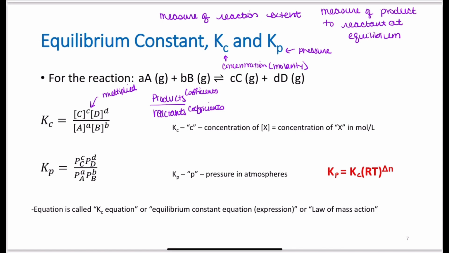You may also see this written as Keq, depending on which textbook you're using. Keq still means concentration of X, but the EQ just stands for equilibrium. Your book just uses Kc, so that's what we're going to use in class. We can also have Kp. Kp is the pressure in atmospheres. It's the partial pressure of each species.